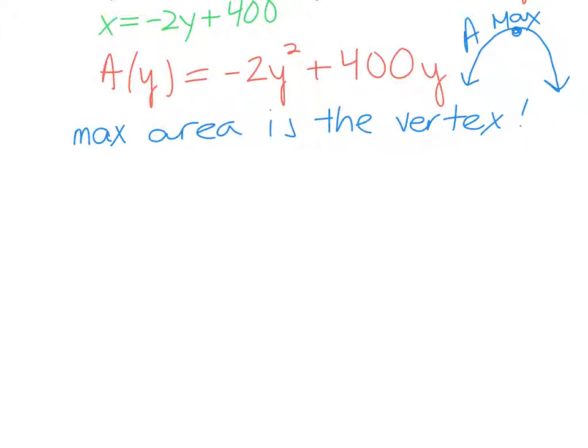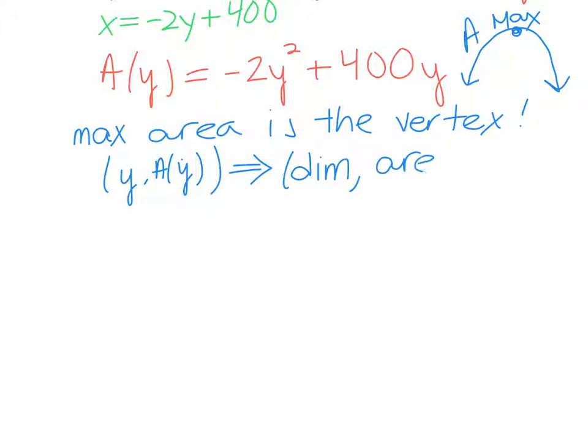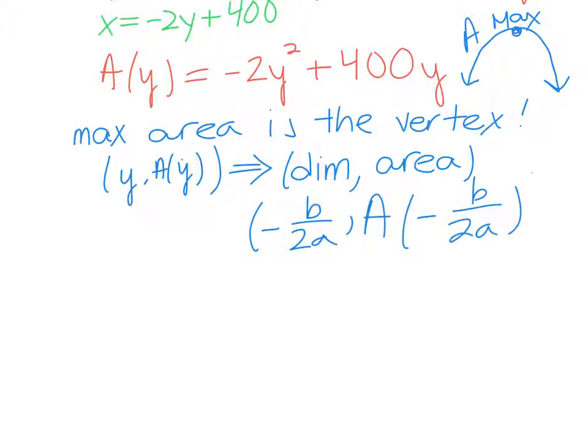So let's plug in a y, and then we're going to get out the area. All right, so just to clarify, this helps us answer the question, y is a dimension. So we're going to plug in a dimension and we're going to get an area. So when we use our vertex formula, negative b over 2a, that is a y value, which is a dimension. And then since we want maximum area, we're going to have to plug that into our area function. All right, so we just have to keep track of what we're doing. So let's figure out that vertex and then we'll interpret it.